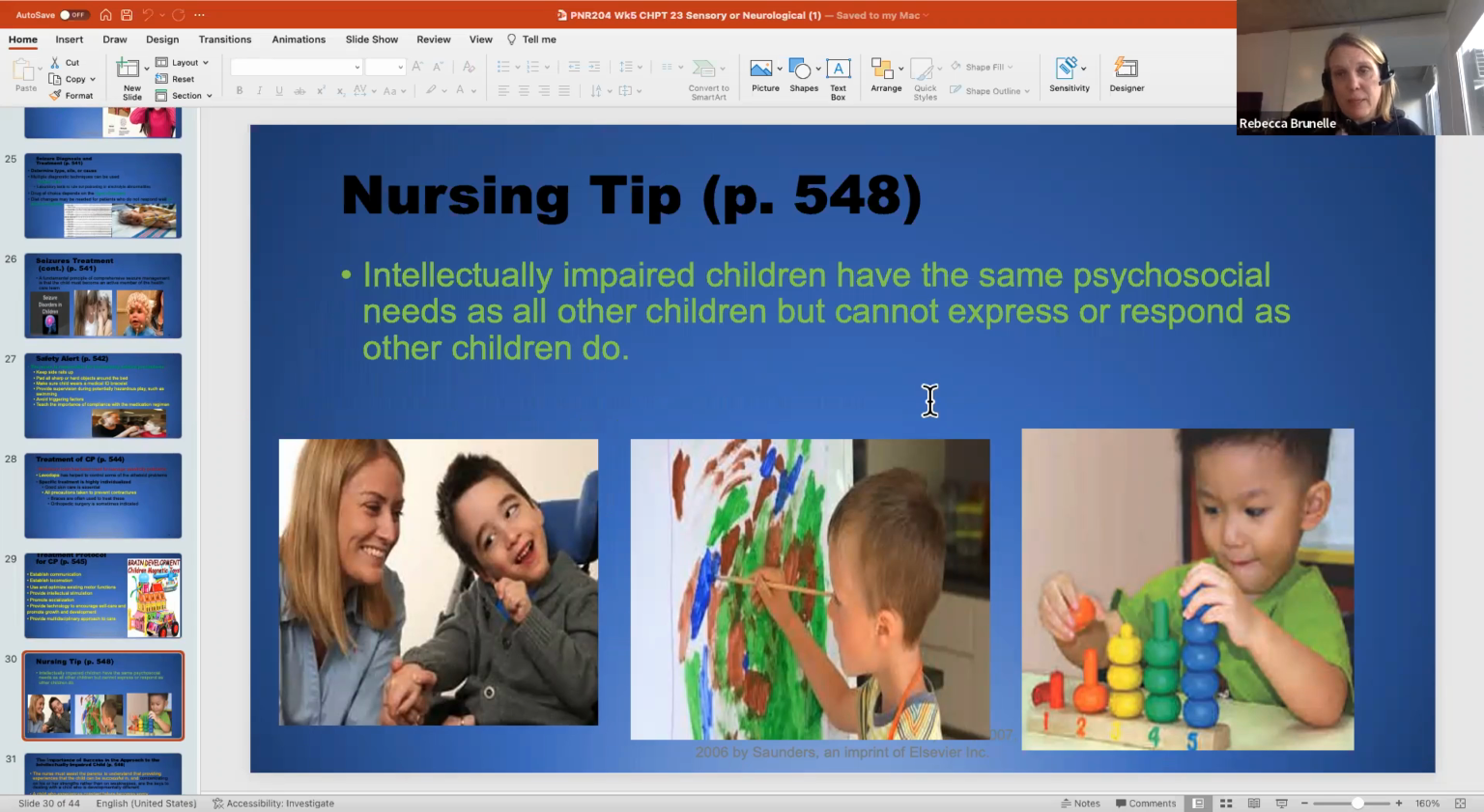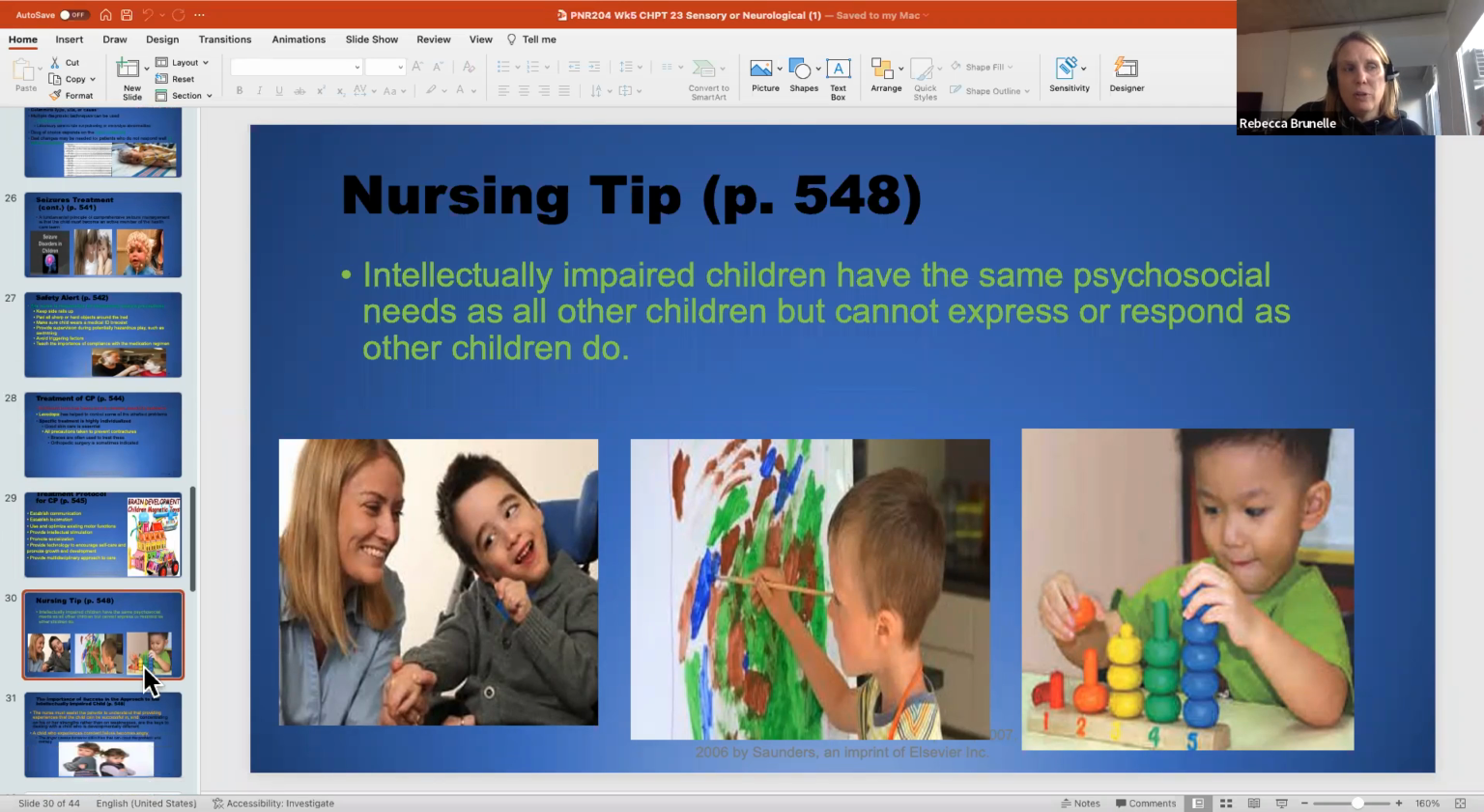Like I said, CP can be associated with mental retardation, but it's not always. So when you're talking about intellectually impaired children, you still want to try to meet their psychosocial needs, but just remember that they might not be able to express themselves in the same way. You have to slow down, see where the kid is, get down at their level, and then try to communicate with them and help them communicate with you.